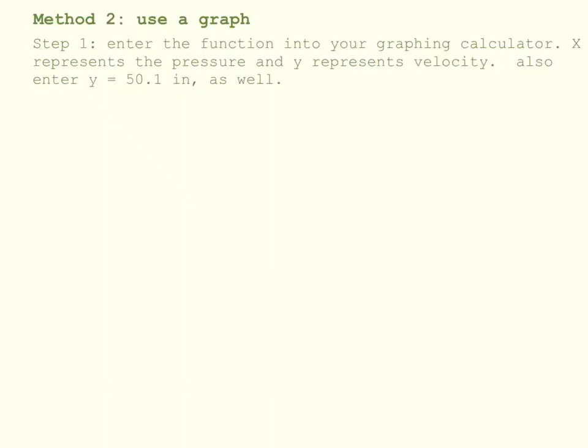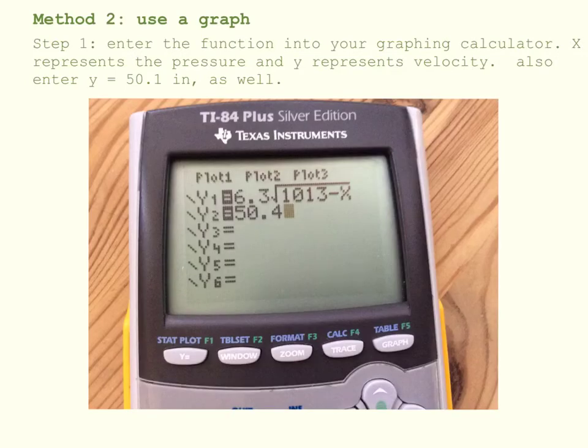All right, method 2, we're going to use a graph. And this is my favorite method because I'm a very visual person, and for using the graph, I can see exactly what I'm looking for. Step 1, you're going to enter the function into your graphing calculator, where x is your pressure and y is your velocity, just like we did before. But we're also going to enter y equals 50.4 as well, and that's because that's the y value that we are looking for. So you just put them both in there just like that.